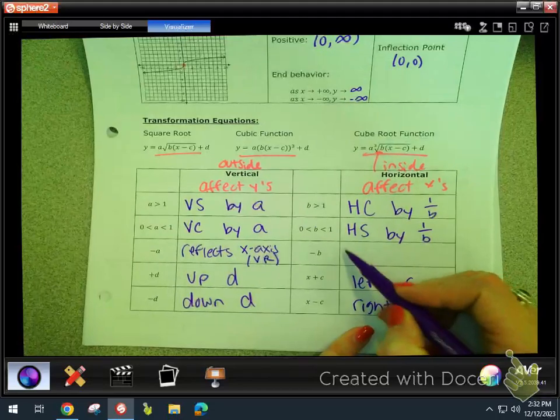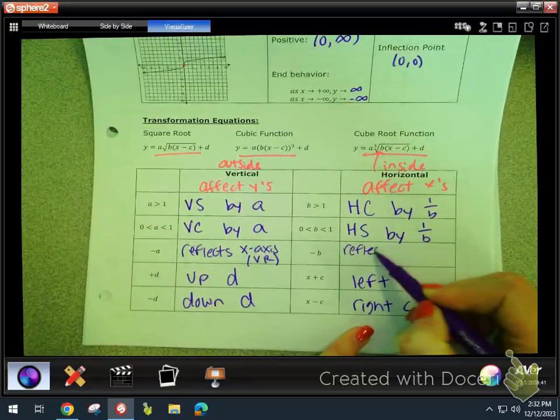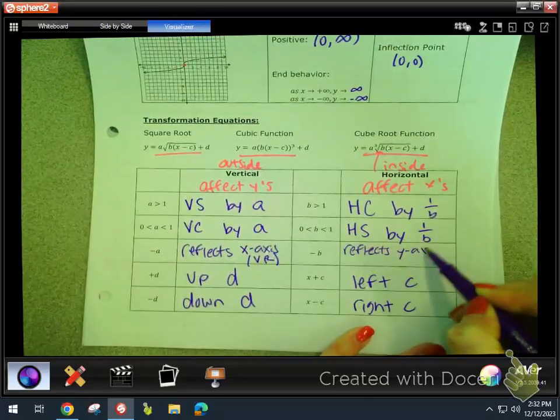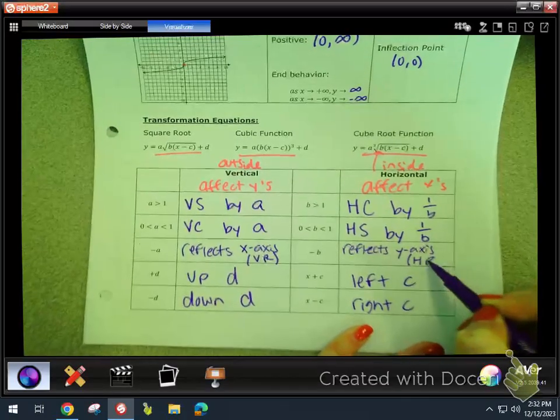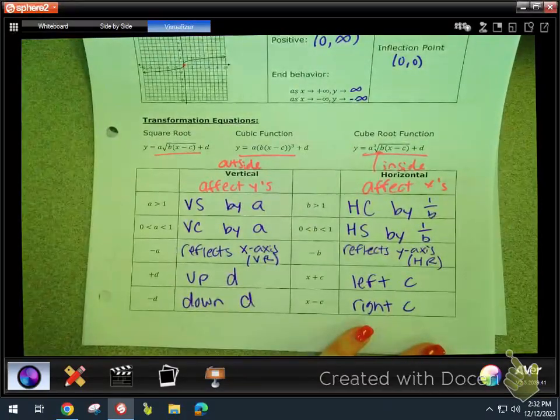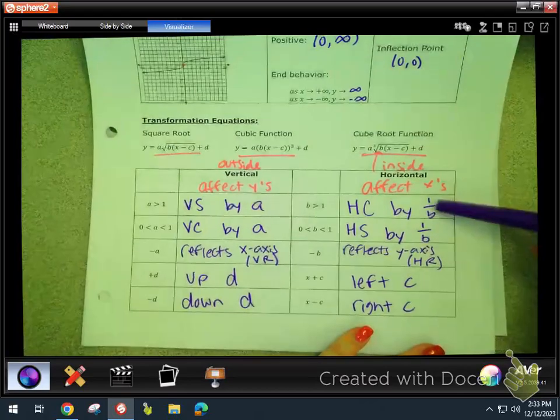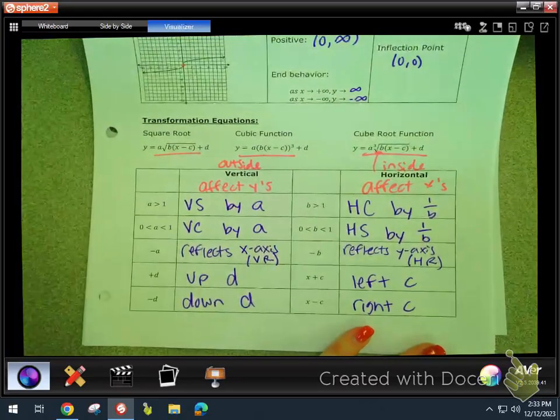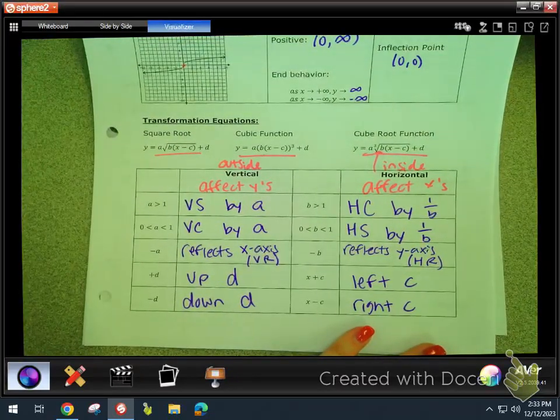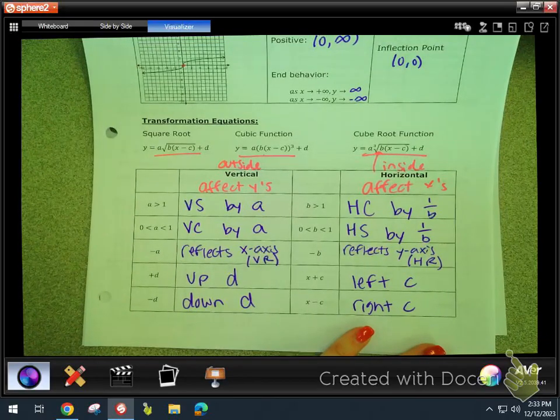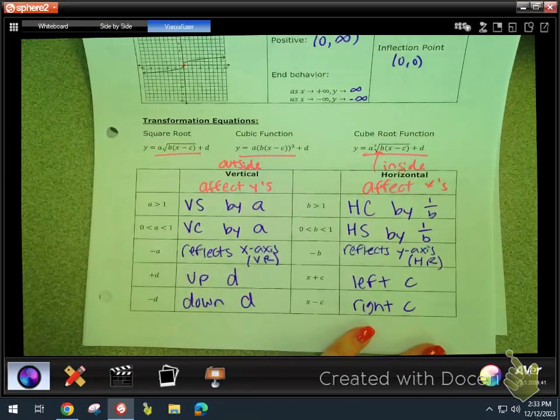And then if it's negative, that reflects over the y-axis, or it's a horizontal reflection. And I'm okay if you abbreviate like I am. That's still by 1 over B. These are 1 over B. The reflection is just over the axis. And there's no reciprocal at that, because that's just a negative. And the reciprocal of -1 is still -1.